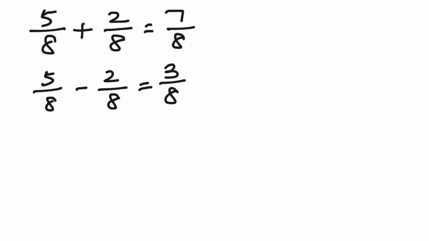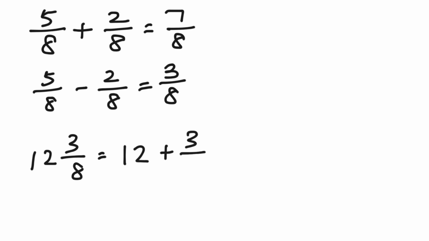And next, we have something called the mixed number. A mixed number is the sum of a whole number and a fraction. So, for example, if we have 12 3/8, this is equivalent to 12 plus 3/8. They're called mixed numbers because it's a whole number and then a fraction combined.